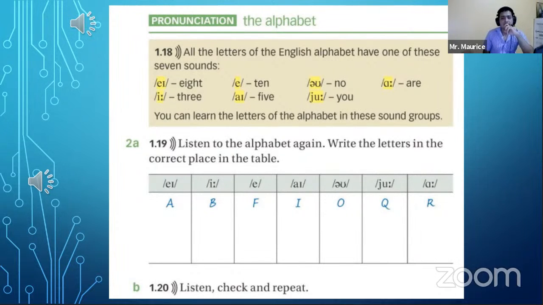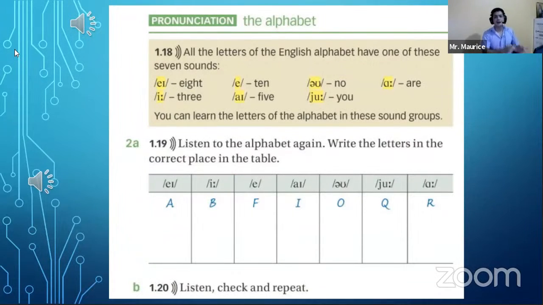A, 8. E, 3. E, 10. I, 5. O, no. You, are. You can learn the letters of the alphabet in these sound groups.